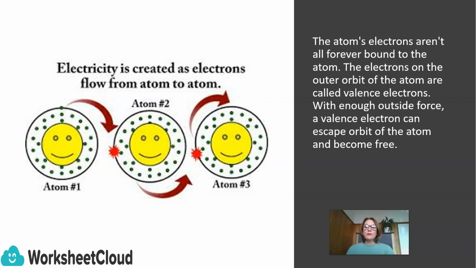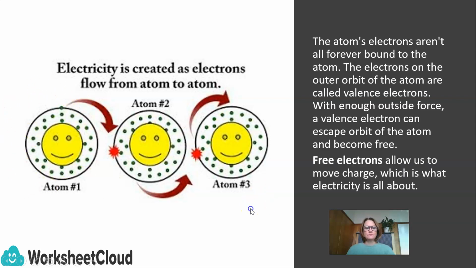The electrons on the outer orbit of the atom are called valence electrons. It's a new term for you. You haven't heard them yet. They are the outer electrons. They are called valence electrons. With enough outside force, the valence electron can escape orbit of the atom and become free. Free electrons allow us to move charge, which is what electricity is all about.